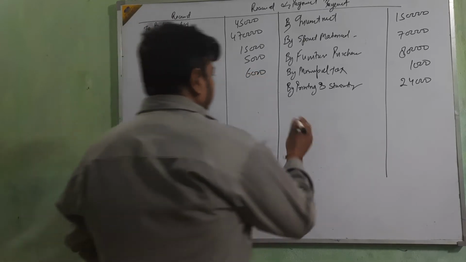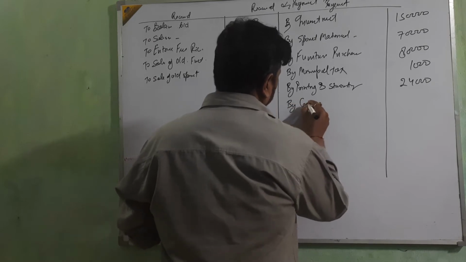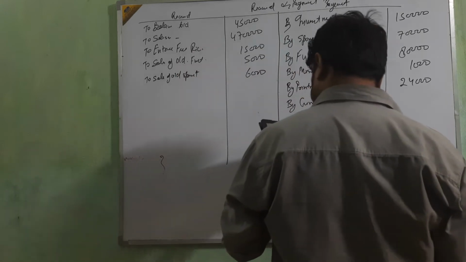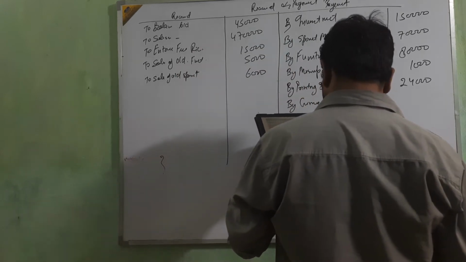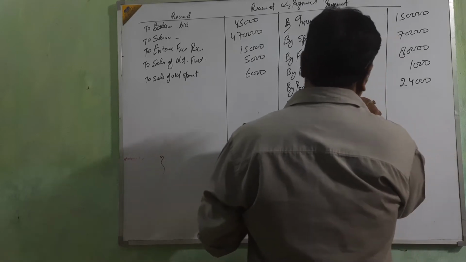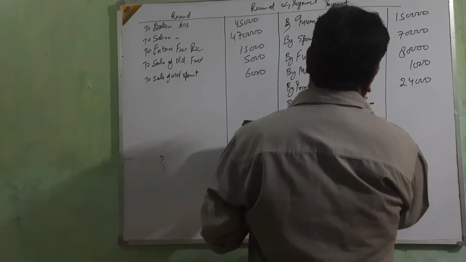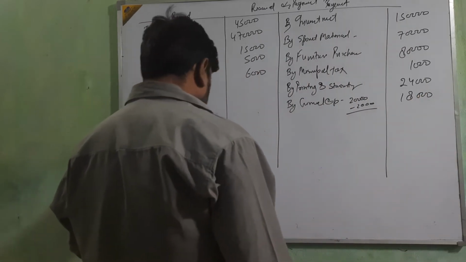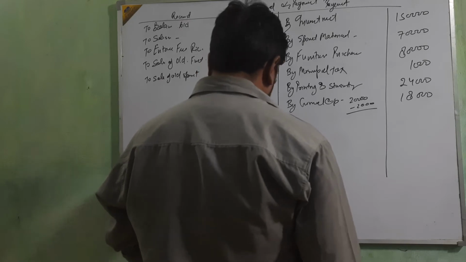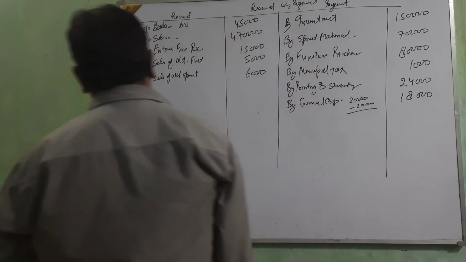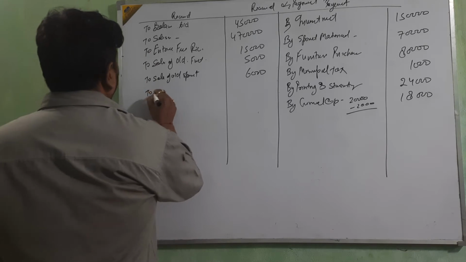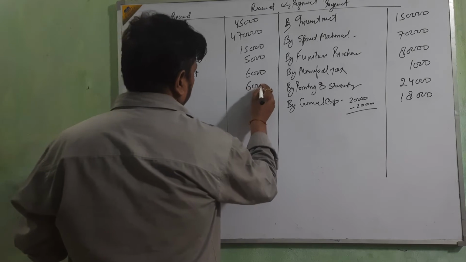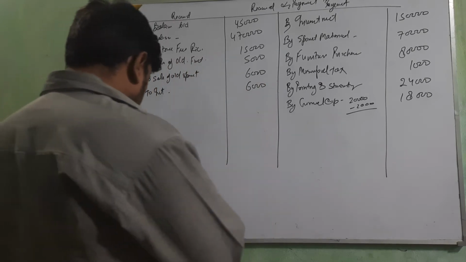And then journal expense. Again the payment side. The expense is 20,000, but 2,000 is not paid, which means only 18,000. Then interest received on investment. You receive the interest, and that amount is 6,000.